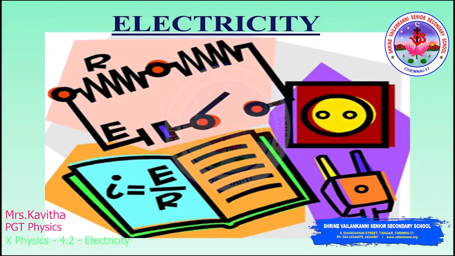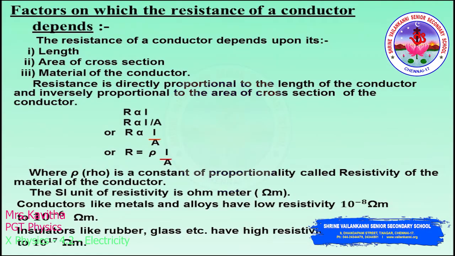Hello children, the continuation of electricity: the factors on which the resistance of a conductor depends. The resistance of a conductor depends upon its length, area of cross section, and the material of the conductor. The resistance is directly proportional to the length of the conductor and inversely proportional to the area of cross section of the conductor. So R is directly proportional to L, and R is inversely proportional to A.